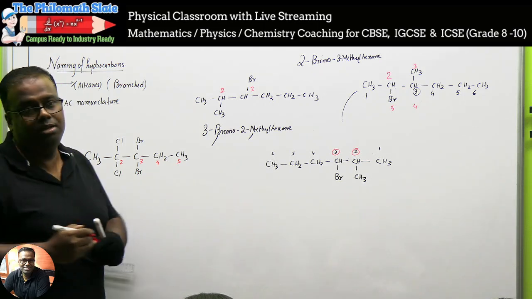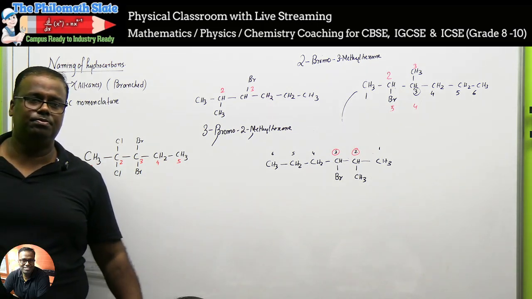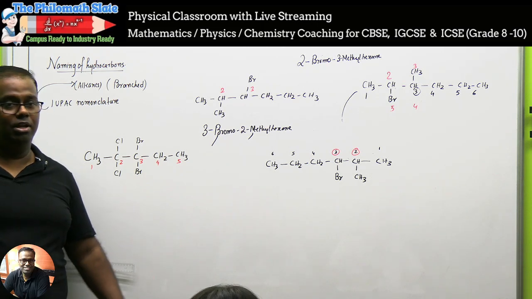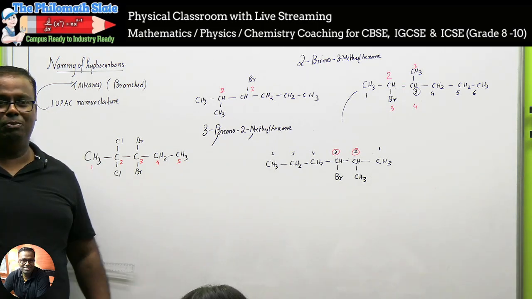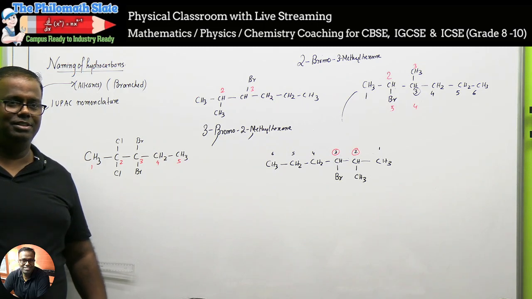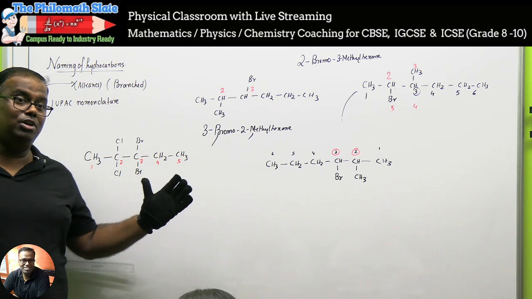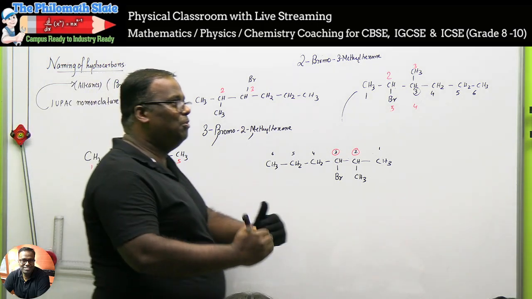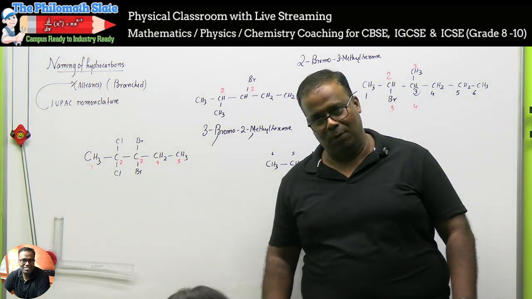So there is a substituent at 2. There is a substituent at 3. What is the substituent at 2? Chlorine. And what is the substituent at 3? Bromine. But they are coming in. Both the halogens are there. So there should be a dibromo dichloro scenario out here. Now see, between chloro and bromo, which one should come first? Bromo.